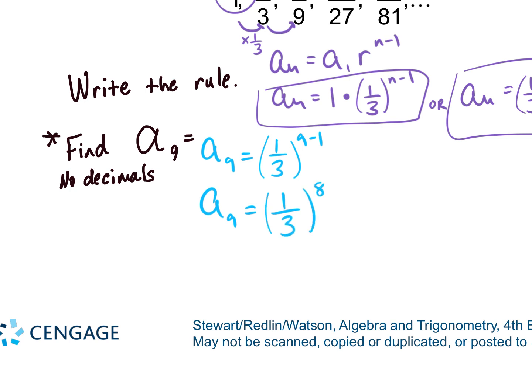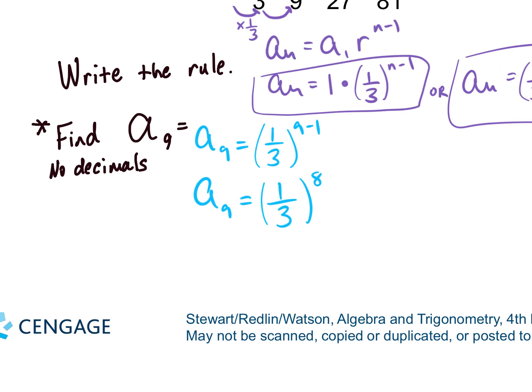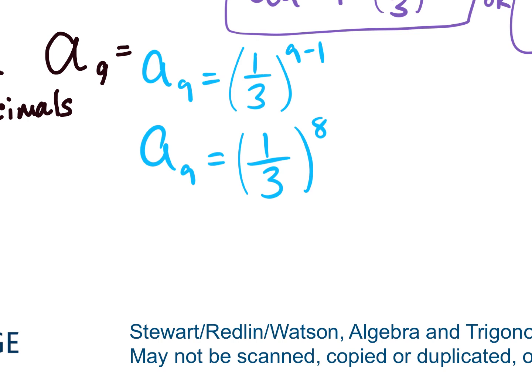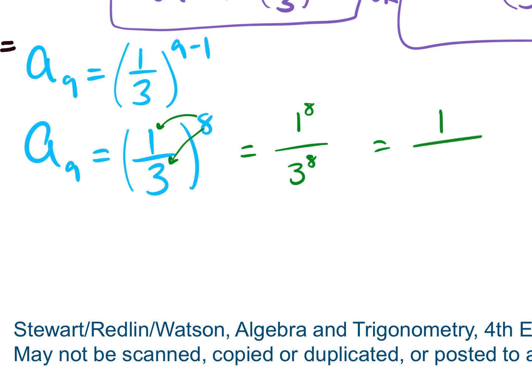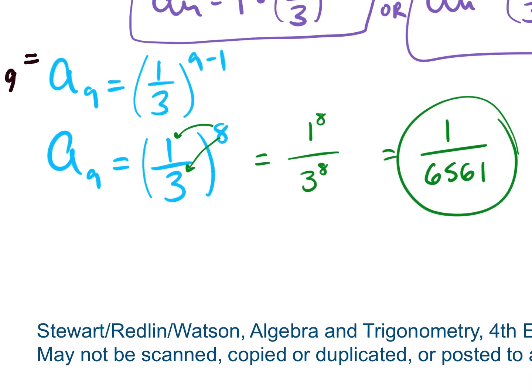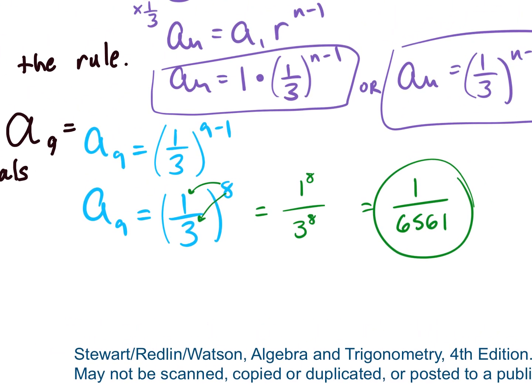Now it says no decimals, so you can't just throw this in the calculator because your calculator will give you a decimal. So we just have to do it in parts. 1/3 to the power of 8, we could do 1 to the power of 8 on top and 3 to the power of 8 on the bottom. What's 1 to the power of 8? 1. Awesome. 1 to the power of 8 is 1. And then on the bottom, we can do 3 to the power of 8 in our calculator, which would be 6,561. So our answer is 1/6,561.